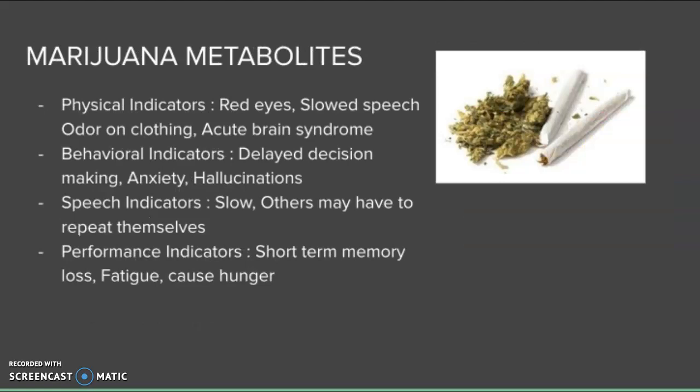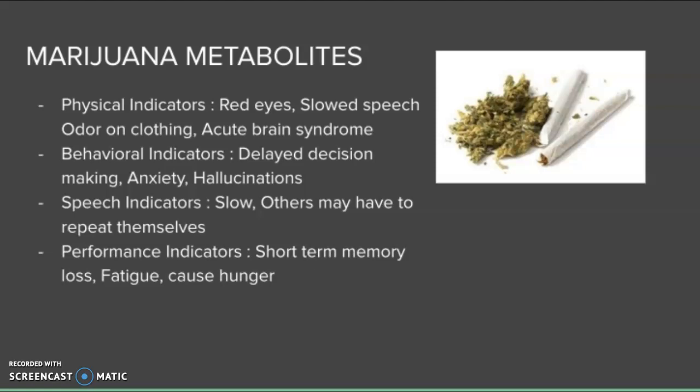So first is going to be the marijuana metabolites. This picture right here is mostly what we call weed. That's the drug, and this is it rolled up in little paper. It looks like a cigarette almost, but you light the end of it and smoke it, and it's pretty much to make you high.